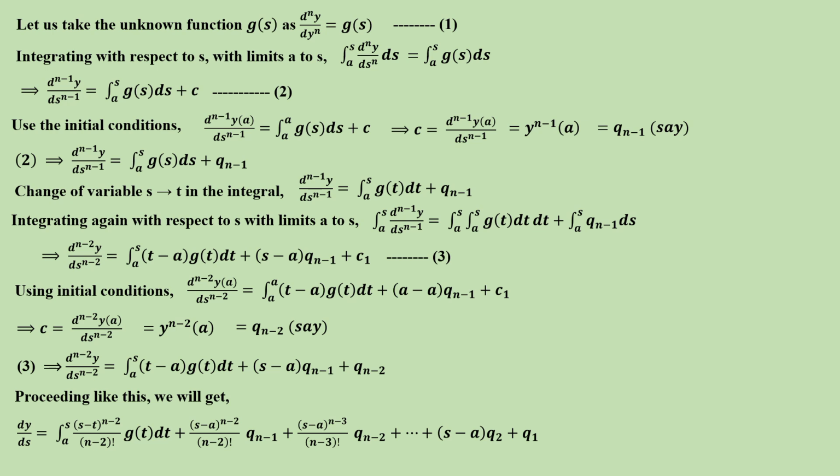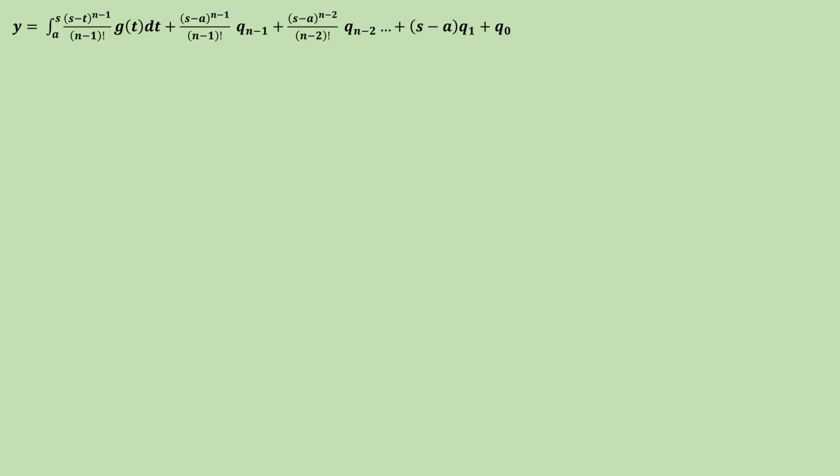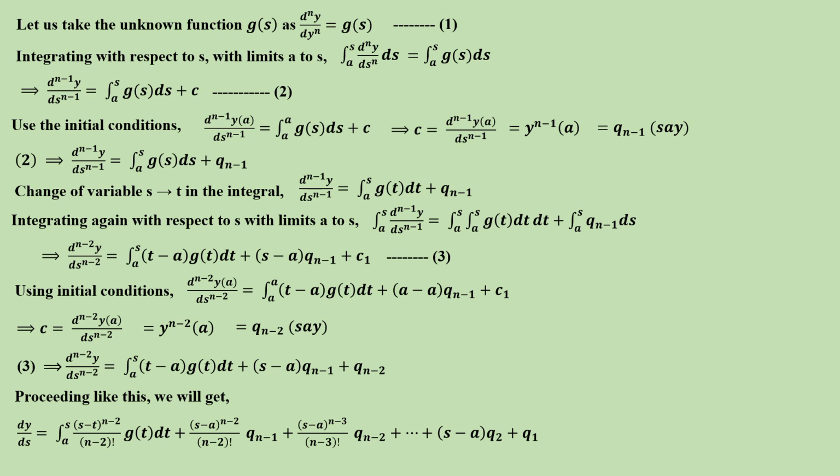Proceeding like this, we will get dy/ds equal to the integral from a to s of (s minus t)^(n-2)/(n-2)! g(t) dt plus (s minus a)^(n-2)/(n-2)! q_(n-1) plus and so on, plus (s minus a) q_2 plus q_1. Therefore, integrating both sides again, y is equal to the integral from a to s of (s minus t)^(n-1)/(n-1)! g(t) dt plus (s minus a)^(n-1)/(n-1)! q_(n-1) plus and so on. That is the nth equation. In the previous case we had dy/ds, and we need y, so we integrate with respect to s.